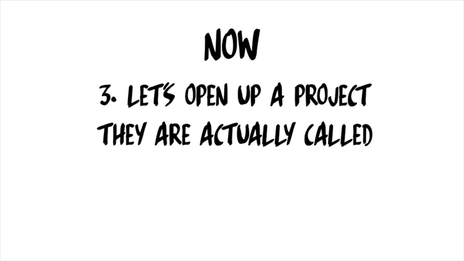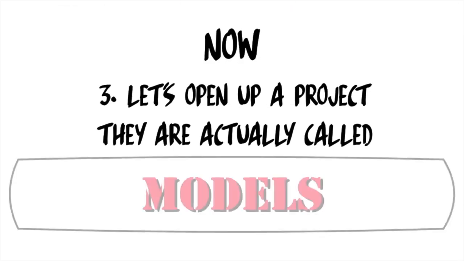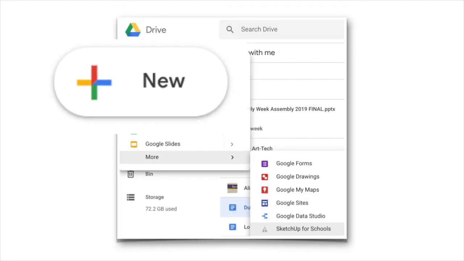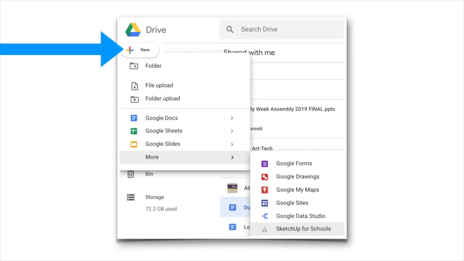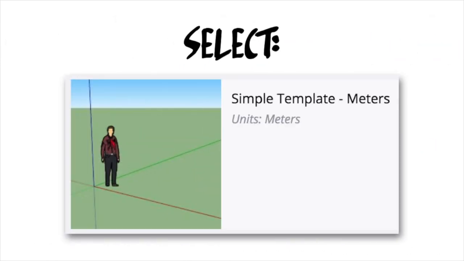Now, let's open up a project. They are actually called models. Go to new in your drive, hit more, go to Sketchup for Schools. You'll have a few options. For this particular project, we're going to use Simple Template in Meters.